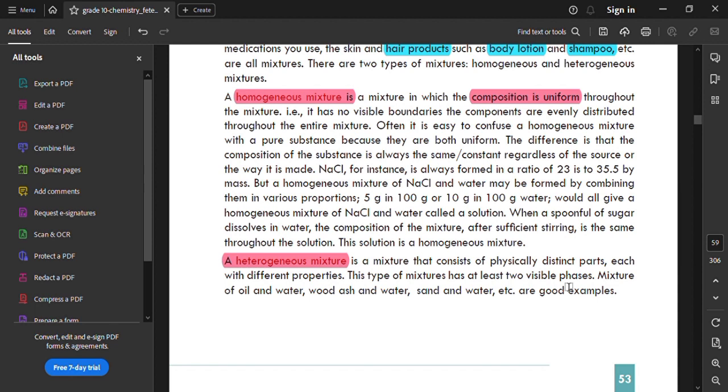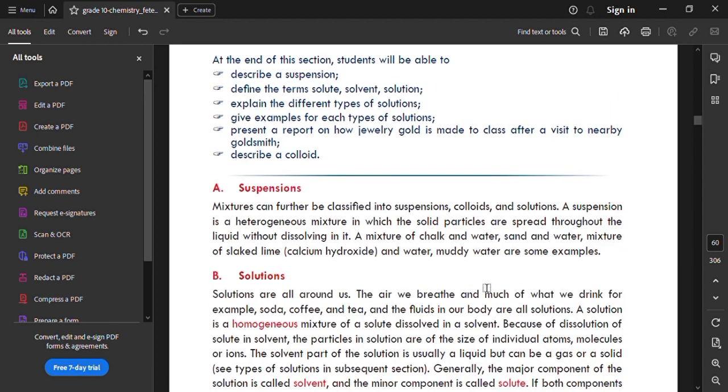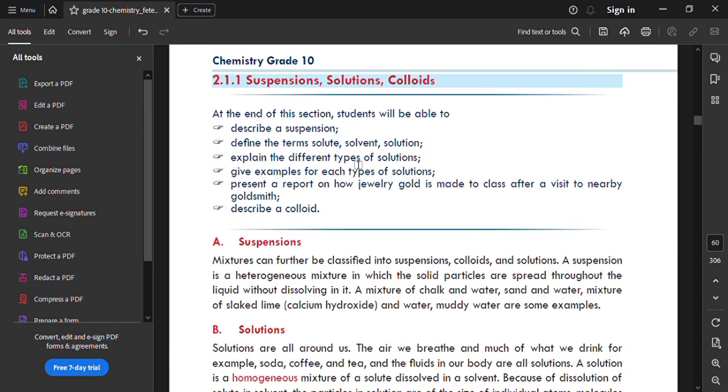So the other topic is suspensions, solutions and colloids. Types of mixture are classified as heterogeneous and homogeneous, and also as suspension, colloid and solution. So suspension means it is a type of heterogeneous mixture in which solid particles are spread throughout the liquid without dissolving in it.